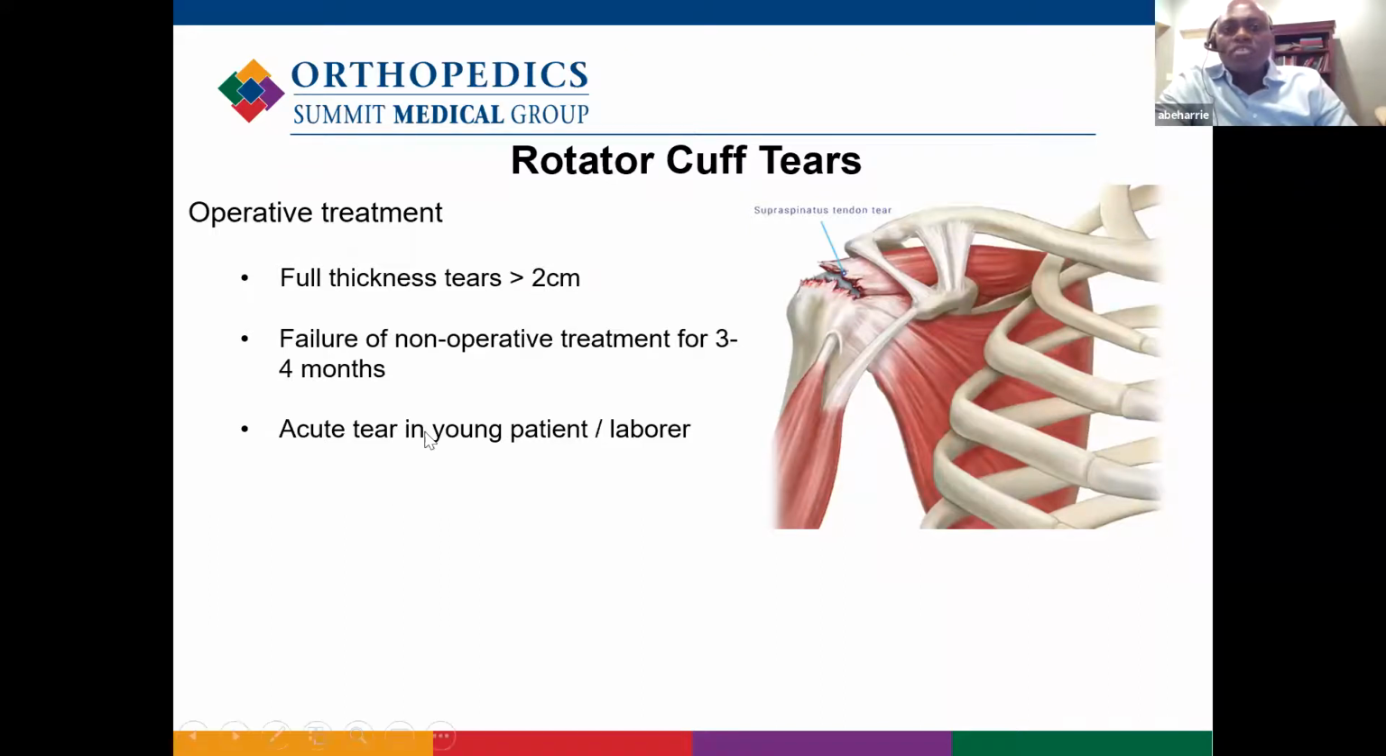Patients who require surgery on the rotator cuff are ones who tend to have bigger tears. So if you have a tear greater than 2 centimeters, if you are someone who was treated without surgery but you don't do well, you continue to have pain, you have weakness, you can't sleep, you can't do your normal activities of daily living, that would be an indication to do surgery. And if you have a younger patient, especially who had an acute injury, a fall where they tear the rotator cuff, those patients are typically indicated to have repair of the rotator cuff right away.